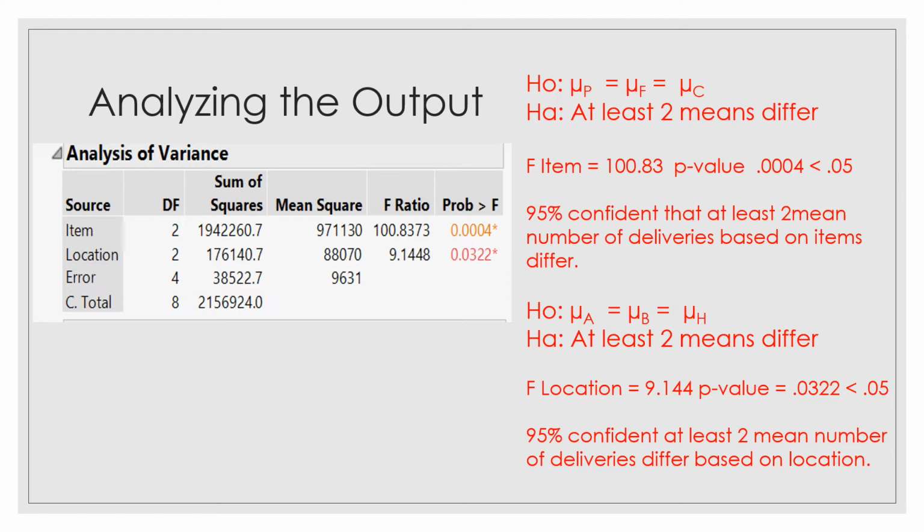Here are the setups of your hypotheses. Notice again we are using mu for the mean: H0, the mean of pharmacy equals the mean of food equals the mean of cleaning products. HA, at least two means differ. So our F ratio is large, p-value small, we reject H0. So at least two of the means are different based on item type. Same thing for location. At least two of the means for apartments, business, and home are different.